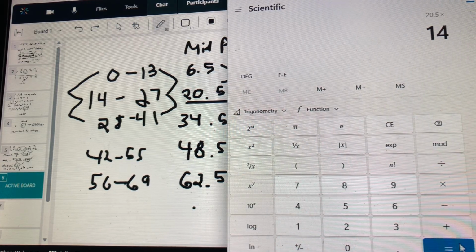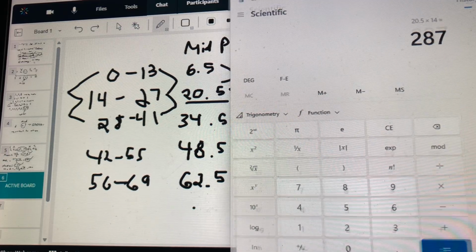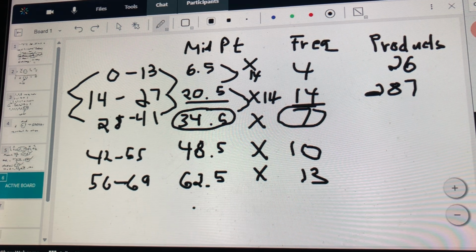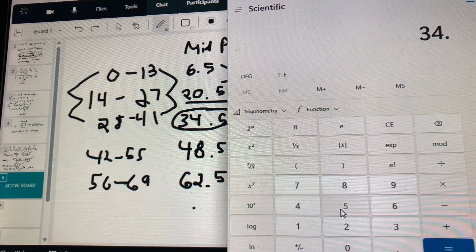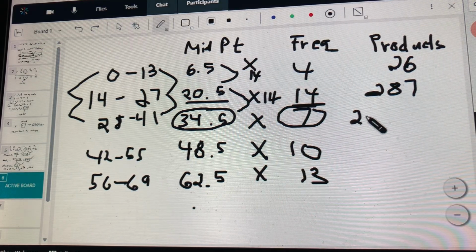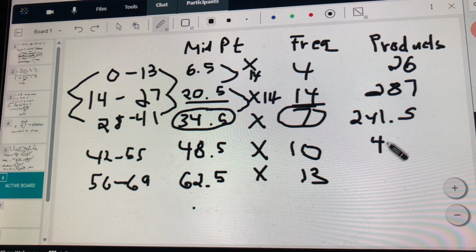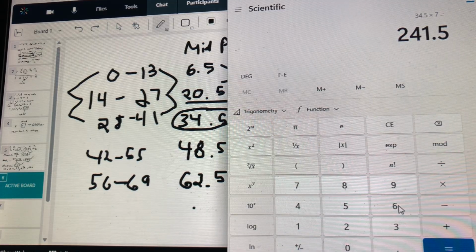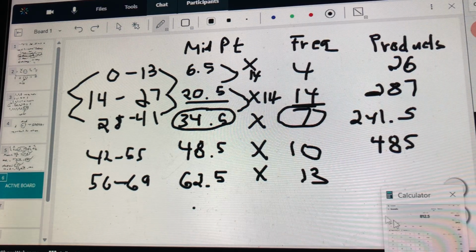And you wouldn't want to have to add that 14 times. 287. Now do 34.5 times 7. 241.5. Anything times 10 is easy. It just moves the decimal place over, so that's 485. And then 62.5 times 13. 812.5.